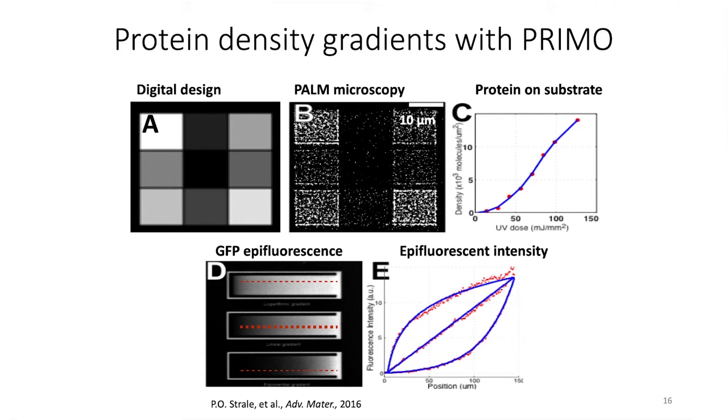So the image in A shows a digital pattern with varying gray levels, and in B, PALM microscopy was used to quantify the fluorescence of the printed GFP pattern. In D, 3 different gradients were patterned on a substrate and imaged with epifluorescence microscopy: logarithmic at the top, linear in the middle, and exponential at the bottom. The fluorescence intensity was measured along the dotted red lines of figure D, and the fluorescence intensity profile of each of the pattern gradients was plotted in red in E, showing good agreement with the theoretical expected profile in blue.